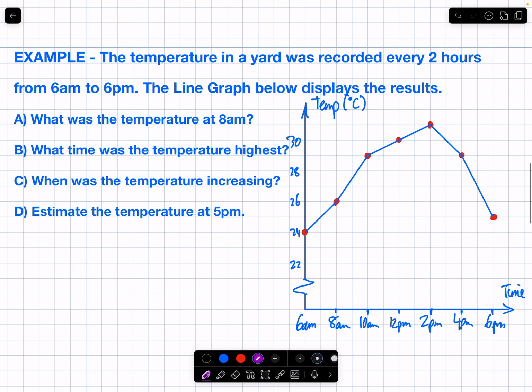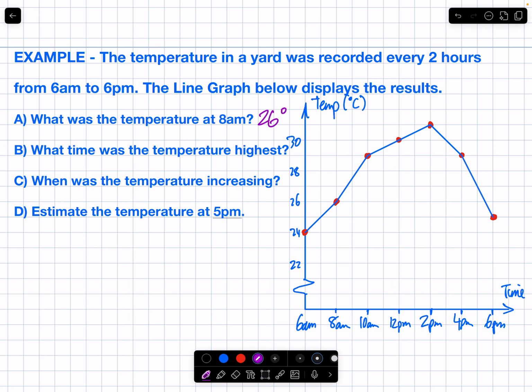So here's the example. The temperature in a yard was recorded every 2 hours from 6 a.m. to 6 p.m. The line graph below displays the results. What was the temperature at 8 a.m.? So we're talking about the time, so we'll look along the bottom. 8 a.m.'s here. What was the temperature? Look up, 26 degrees.